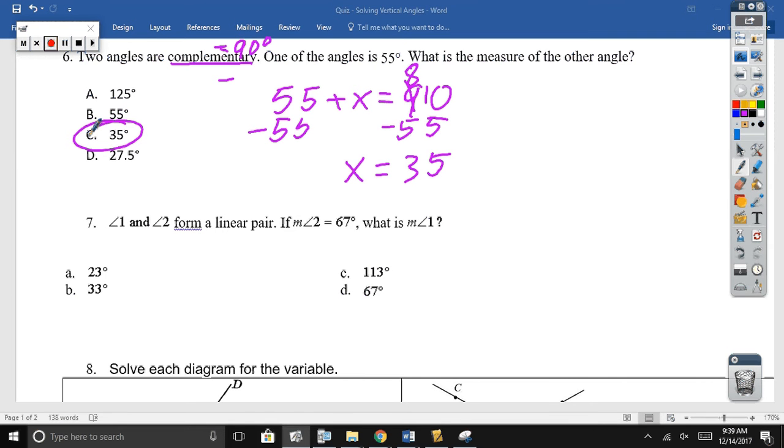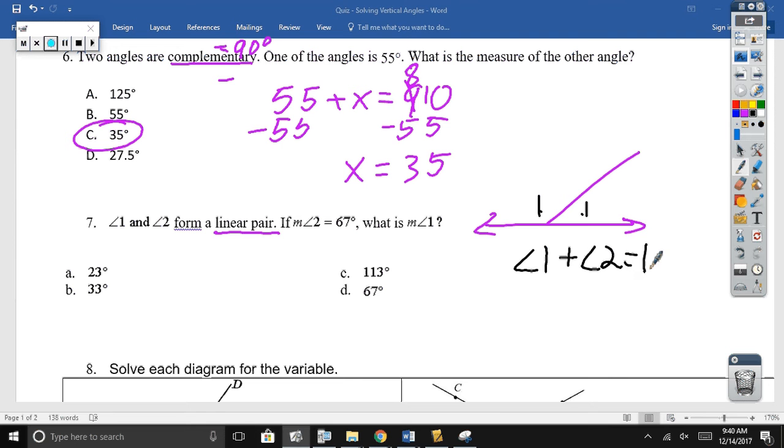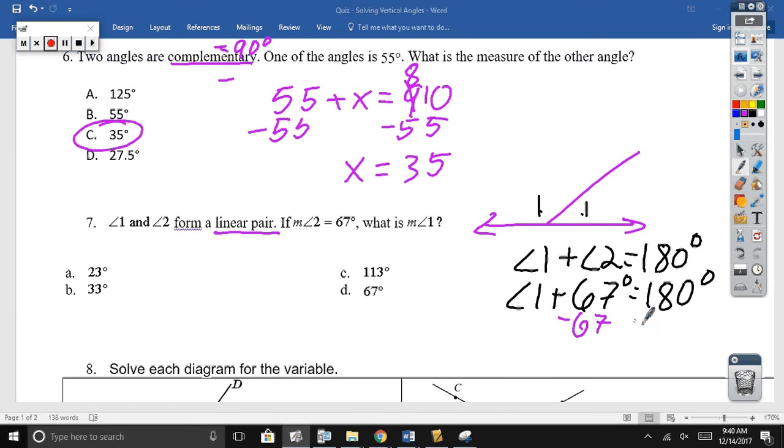Number 7, if angle 1 and angle 2 are a linear pair, and angle 2 is 67. Well, we got to know linear pair. Linear pair means two angles that form a linear or straight line. Therefore, those two angles, angle 1 and angle 2, equal 180. So if angle 2 is 67, what is angle 1? Well, simple algebra can help us find that out. And angle 1 is going to equal 113.